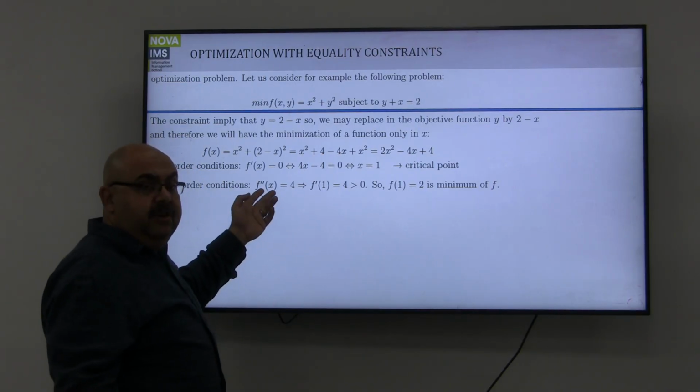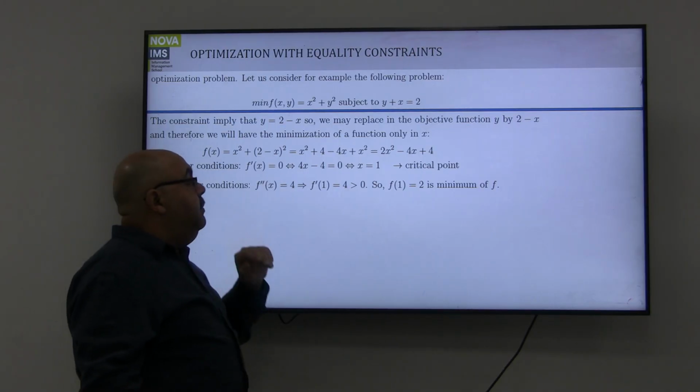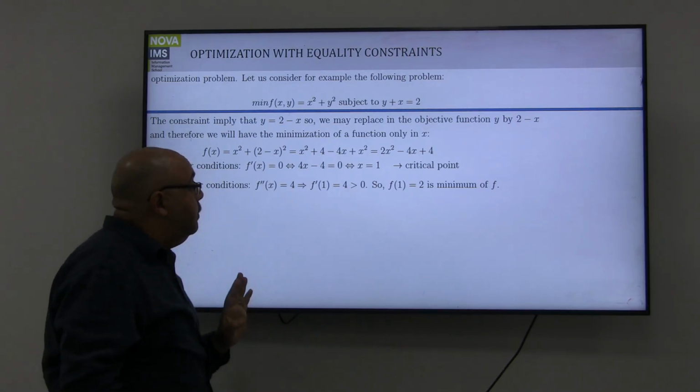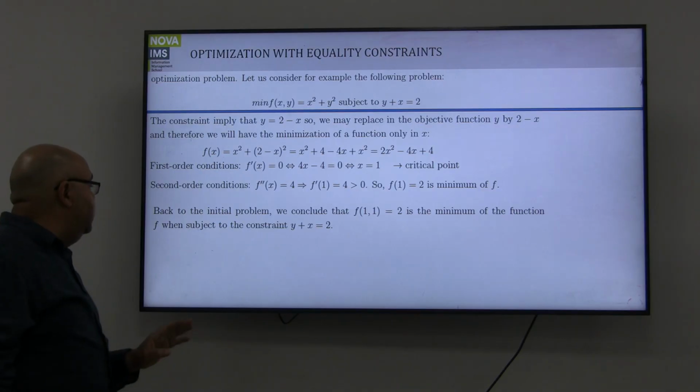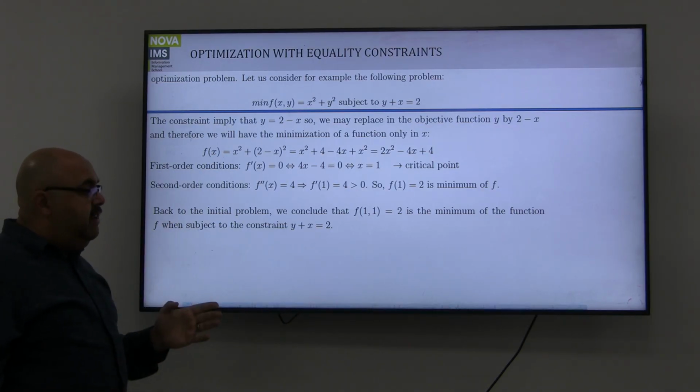It's going to be the second derivative, which is greater than 0. And so it's a minimization point for this problem. As you can see, it's really very simple. If we go back to the initial problem and make the substitution, we'll get the value of the function.